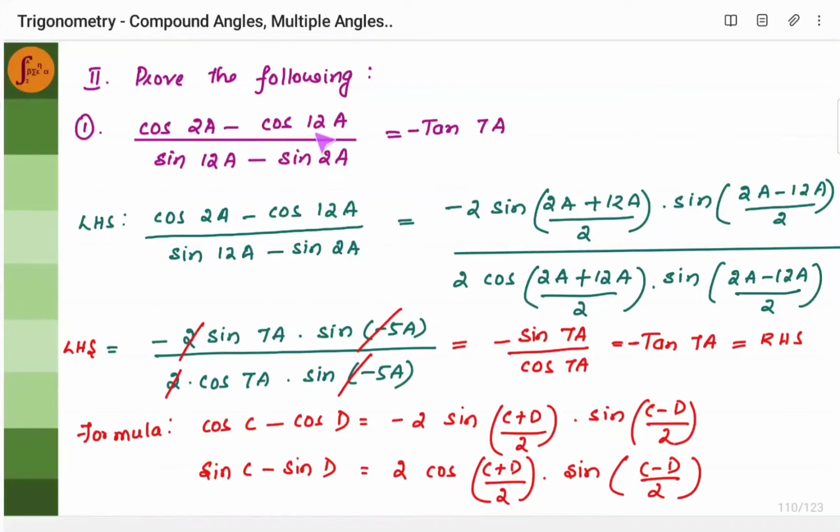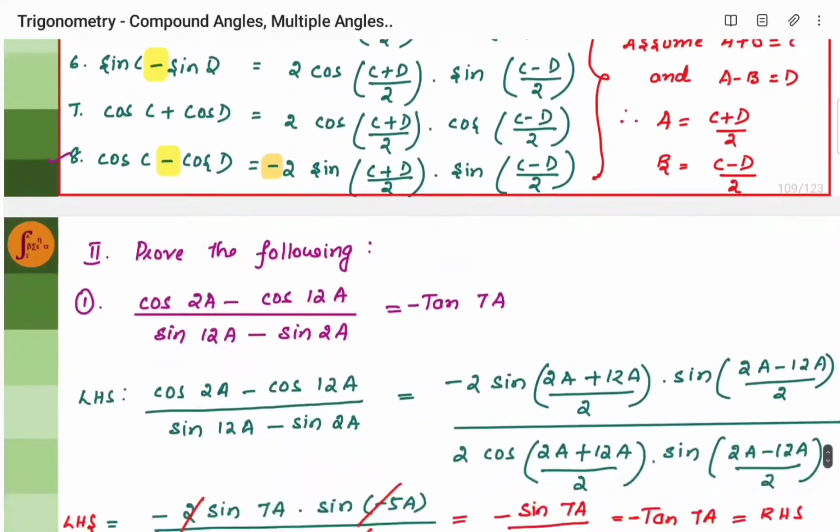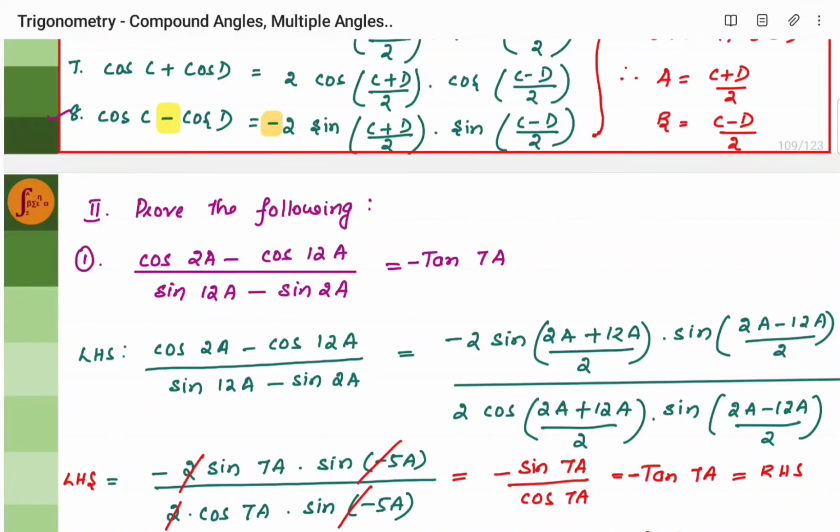So here we have cos 2a minus cos 12a. This is nothing but the fourth formula, if you remember. When you have cos and minus, it's the fourth formula, which is minus 2 sin (C plus D) by 2 into sin (C minus D) by 2. And here you have sine angles, sin 12a and sin 2a with a minus sign, that is we are finding the difference. So this is the second formula. This is the fourth formula, this is the second formula. So sin C minus sin D is 2 cos (C plus D) by 2 into sin (C minus D) by 2. Here the first term is related to cos and the second term is related to sin.